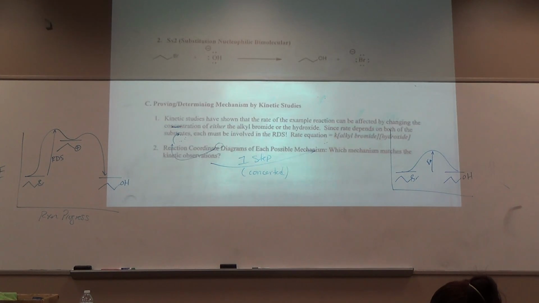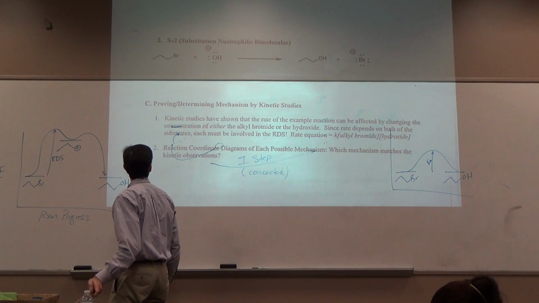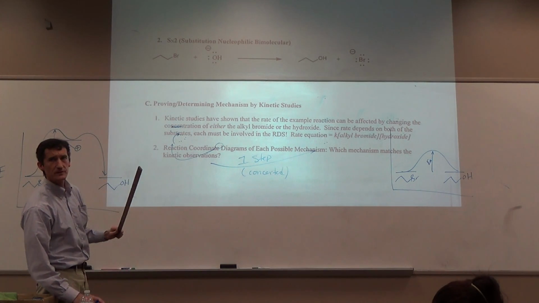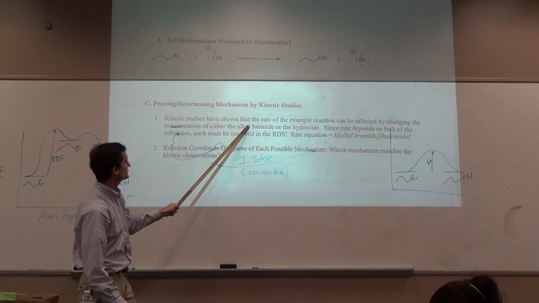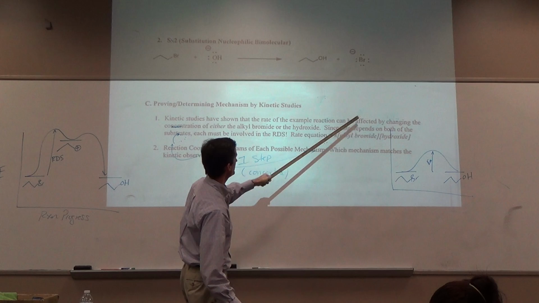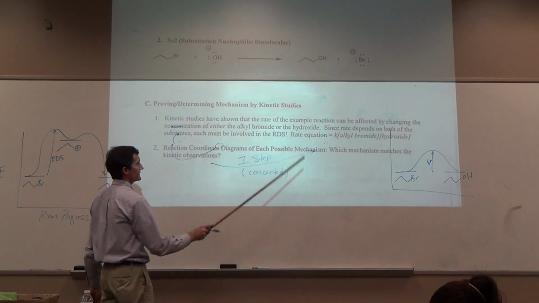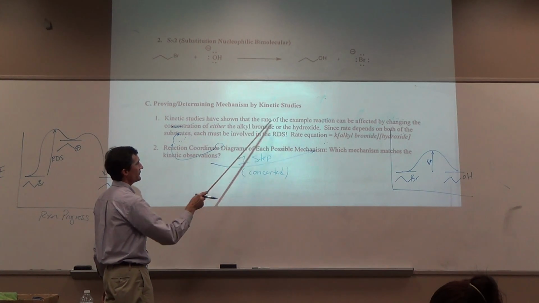Okay, let's see what's down here. Proving mechanism by kinetic studies. We may have already answered this. Kinetic studies have shown that the rate of the above reaction can be affected by changing the concentration of either the alkyl bromide or the hydroxide. Either one. That means the concentration of both of them affect the rate.